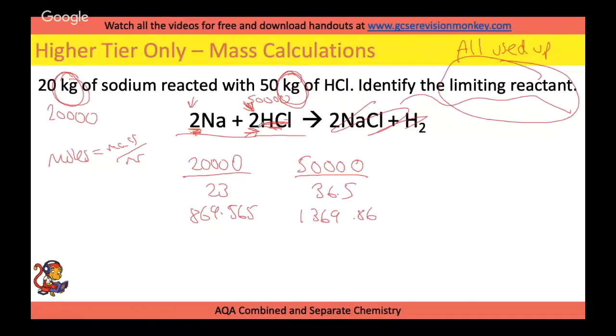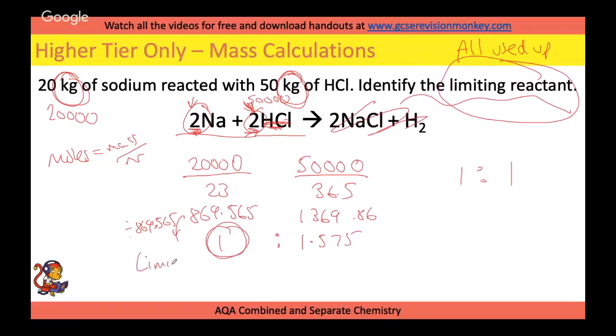Now, because they're the same ratio, you might have worked that out already. But if it's more difficult, divide both sides by the smallest one, so in this case divide by 869.565, and you will get a ratio of 1 to 1.575. So you know that the ratio should be 2 to 2, which we'd simplify to 1 to 1. So this one here is the limiting reactant.